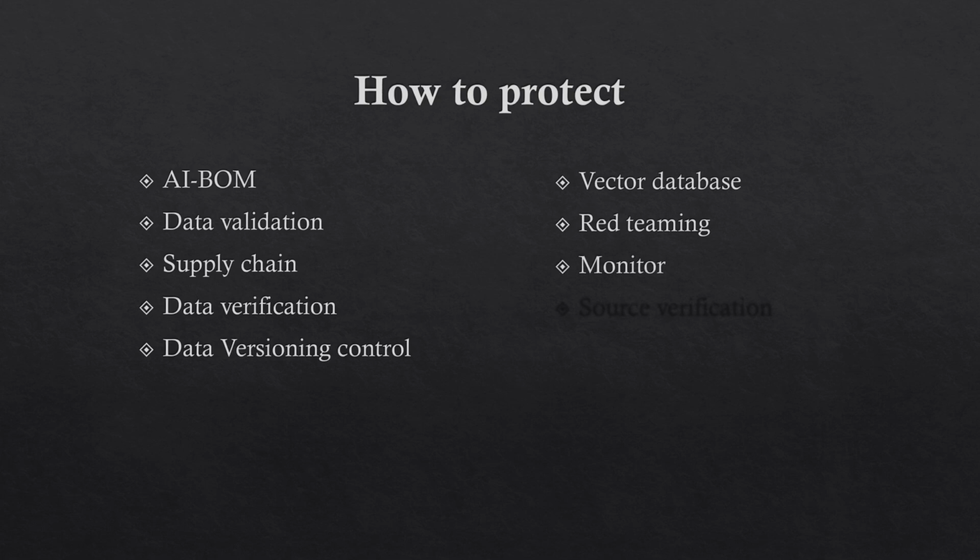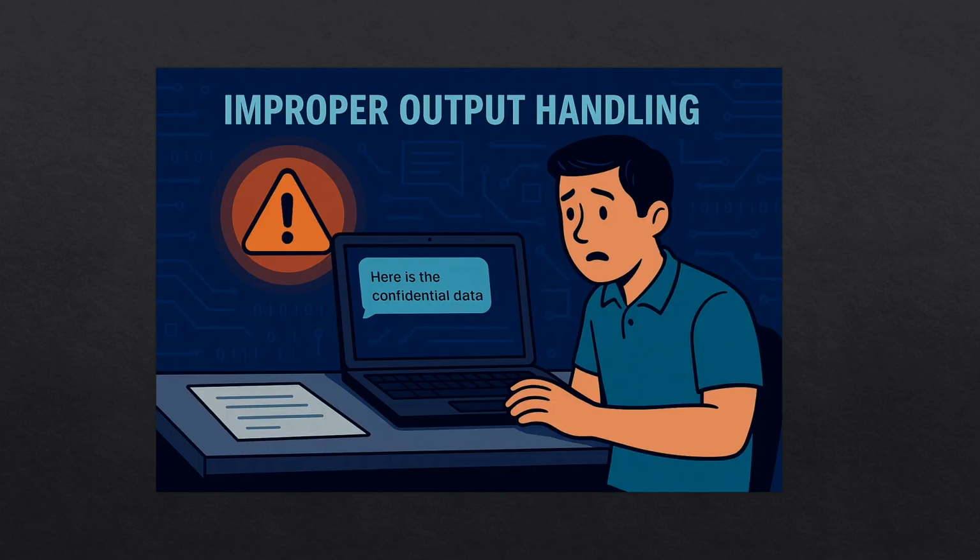Monitor the model for signs of data poisoning, and always verify the source of information to reduce the risk of hallucinations and ensure model reliability. Up next, improper output handling.